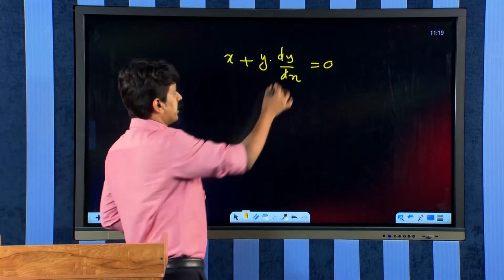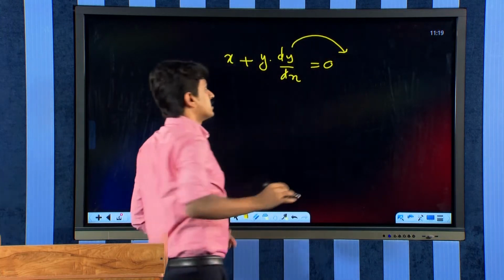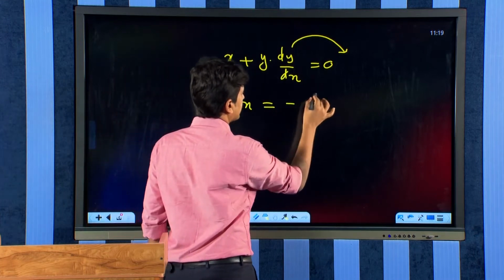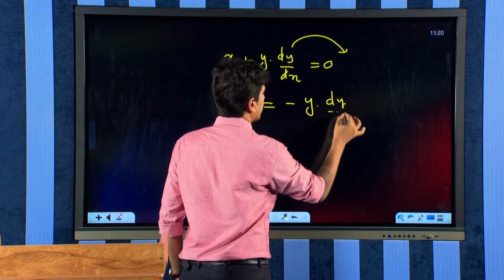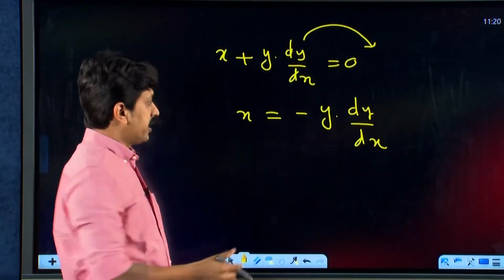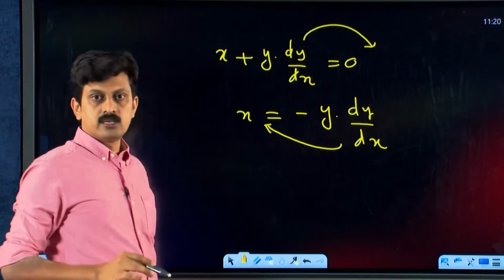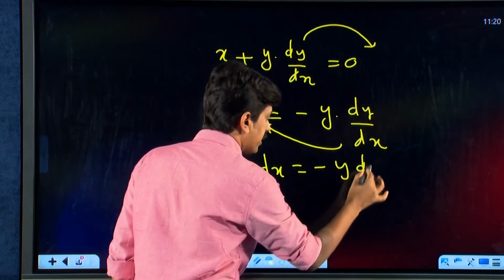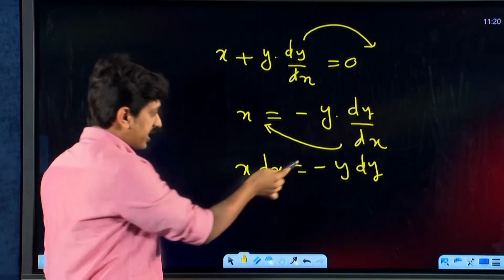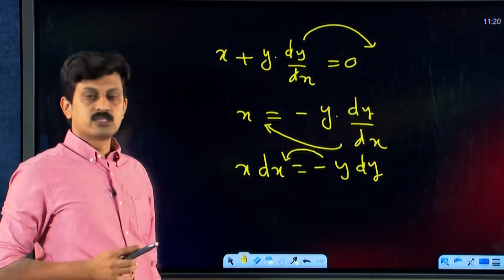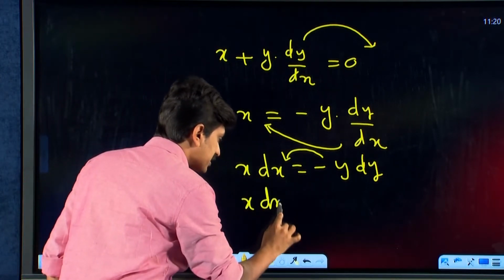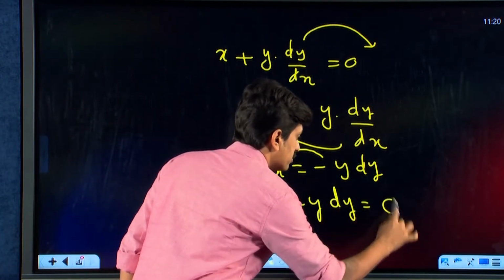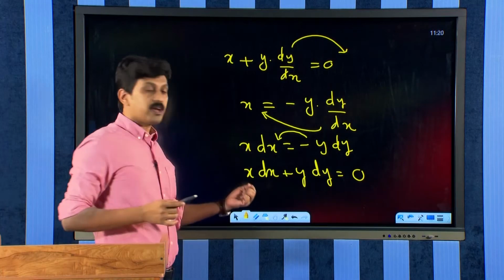We can move y dy by dx to the right-hand side, so we will have x equals minus y dy by dx. We can take this dx to the left-hand side, so we will have x dx equals minus y dy. Then taking minus y dy to the left-hand side, after all, we will have x dx plus y dy equals 0.